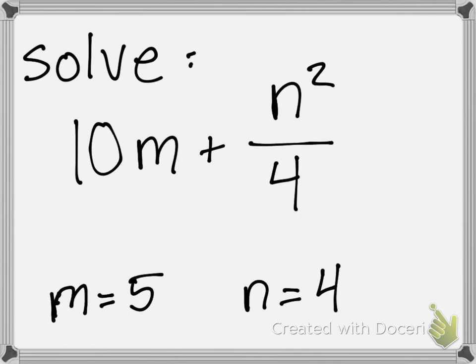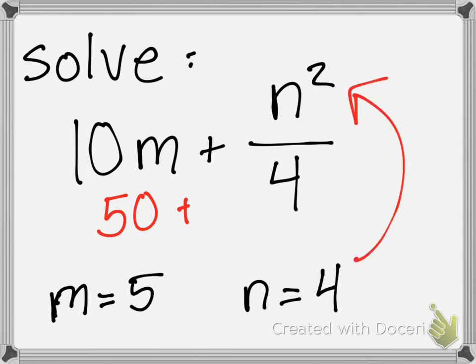Here's another one, and this one's a little trickier because now we're dealing with exponents. So our first step would be to plug in for m. If we plug in 5 for m, we get 10 times 5, which is 50. Now we're going to add. We have an exponent here. So when we plug it in, we get 4 squared over 4.